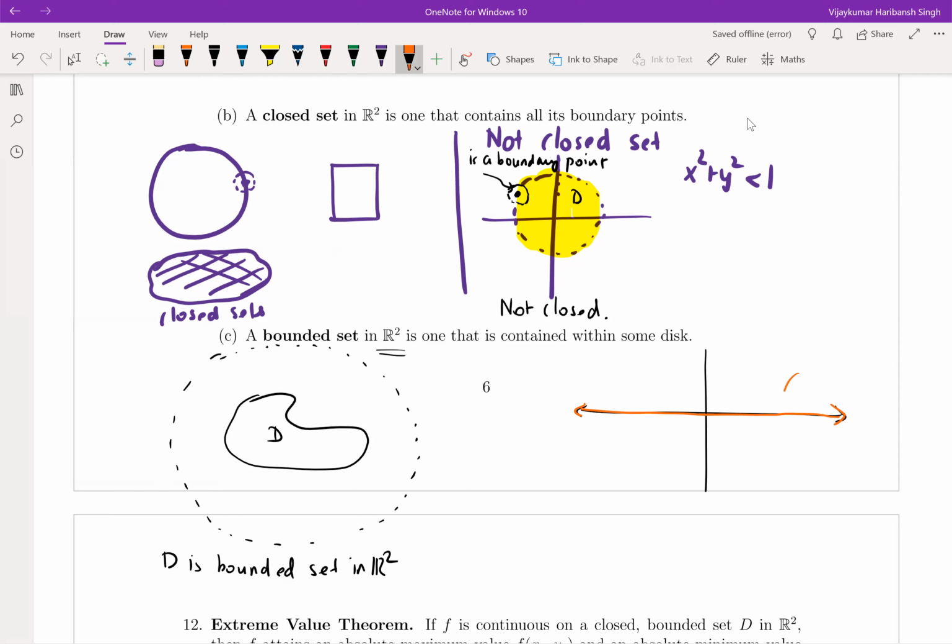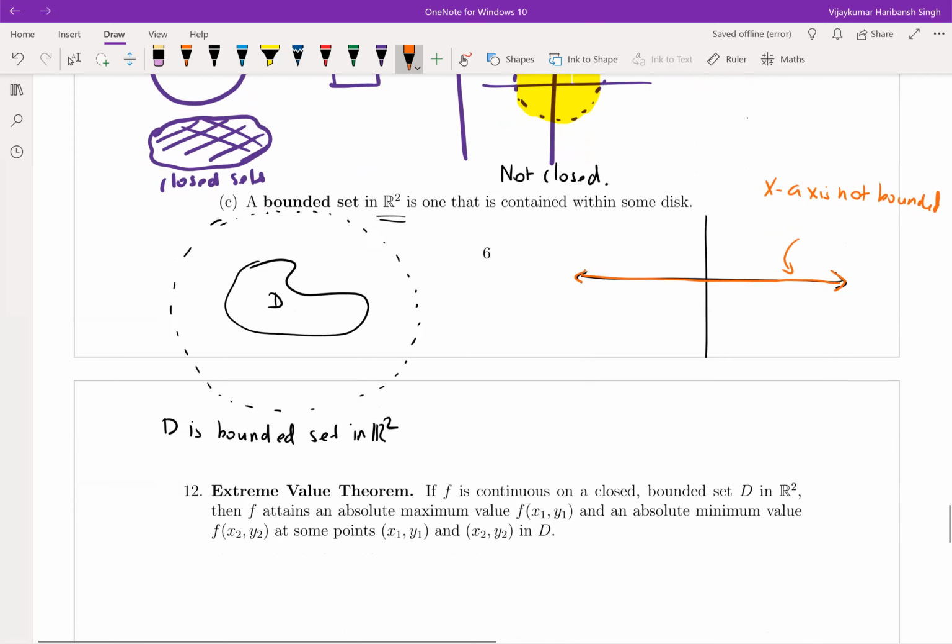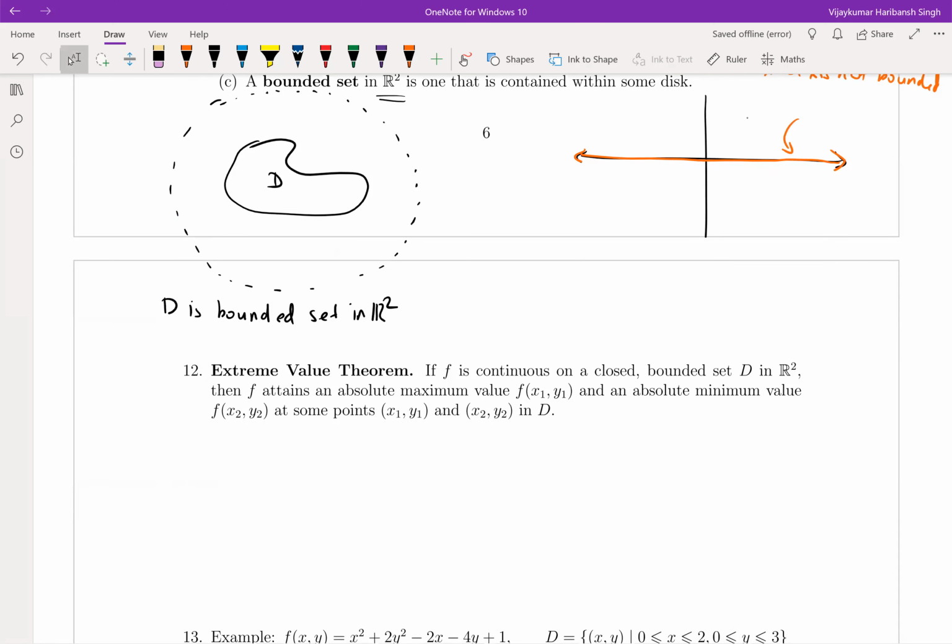This is not bounded, right? So the x-axis is not bounded. Why? Because you can't draw a finite disk in which this line will be contained. So this is not bounded.